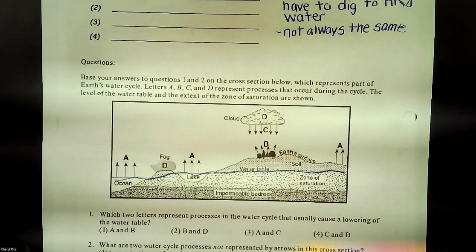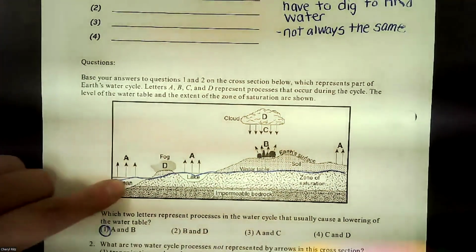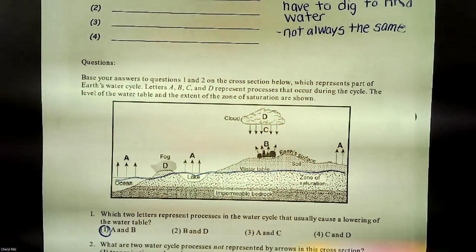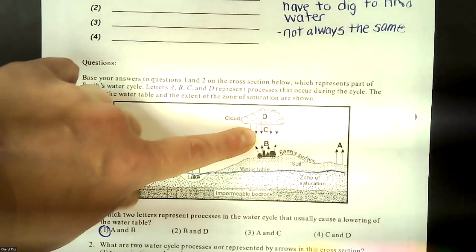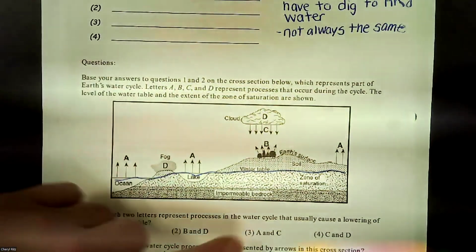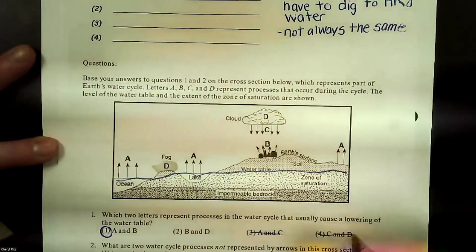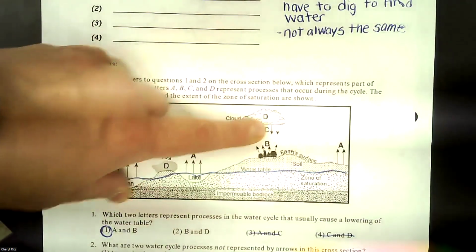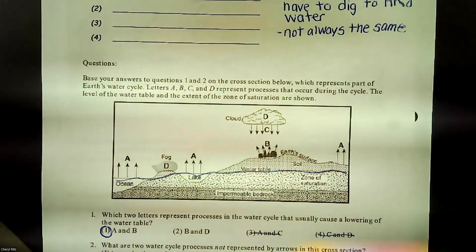And which two processes are removing water? A and B are the ones removing water. A, the water is evaporating. B, it's doing transpiration. So for the record, C is rain, that'll add water. So any that had C were not the answer. B and D, well, D's up in the clouds, not adding or removing water. So it's not going to really affect the water table.